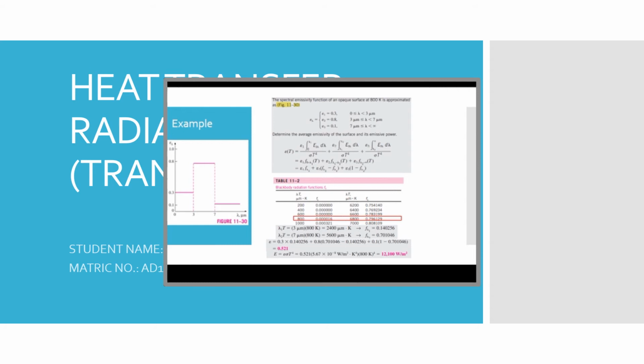12,100 watt per meter square. We have to bear in mind that the surface emits 12.1 kilojoule of radiation energy per second per meter square area of the surface.